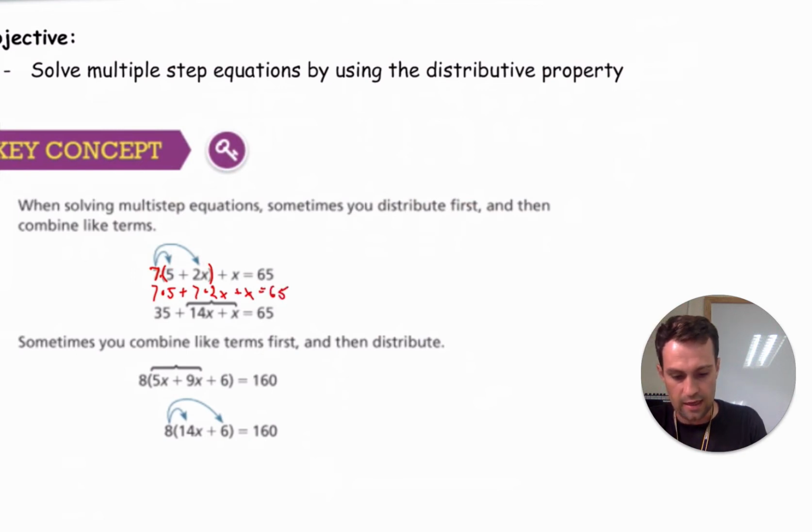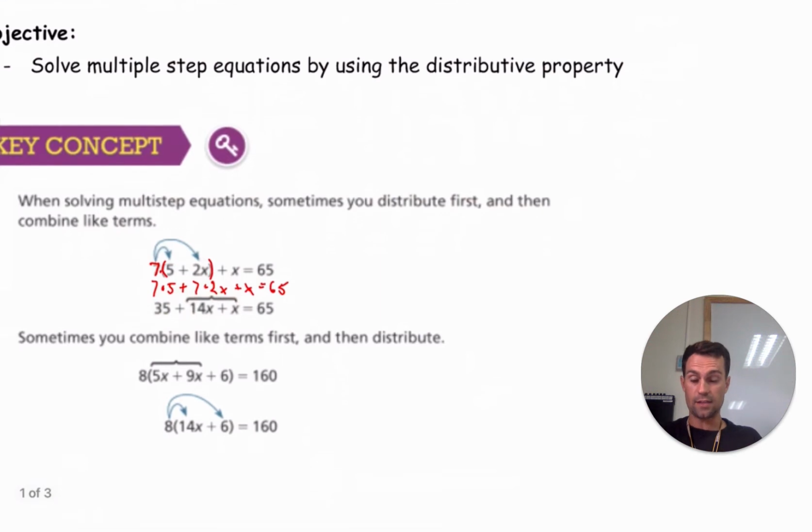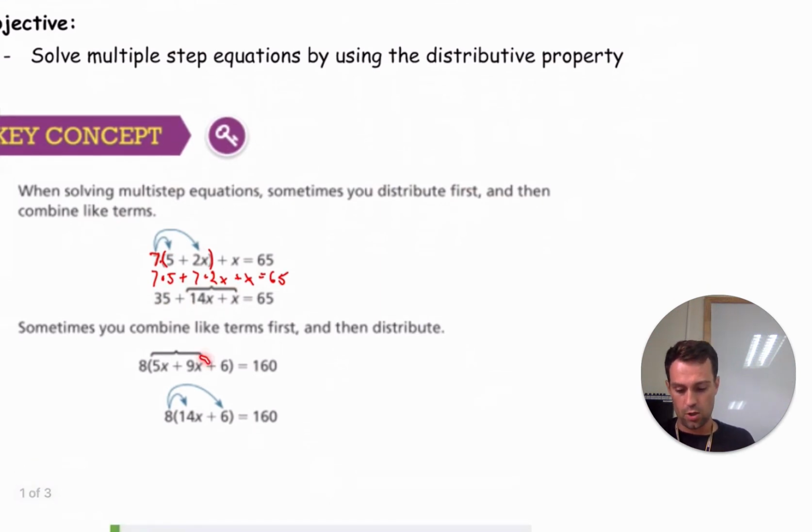Then 7 times 2x is giving us the 14x. 7 times 5 gives us 35. Then we can combine our like terms and solve for x. The other way, sometimes before you distribute, you want to combine your like terms in here. So to combine our like terms, 5x and 9x gives us the 14x. Then we distribute. So we will have 8 times 14x plus 8 times 6 equals 168.